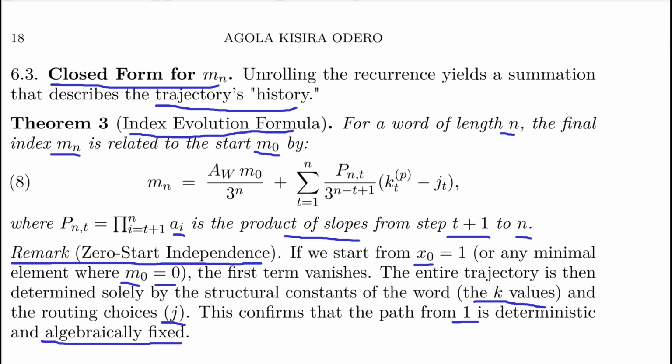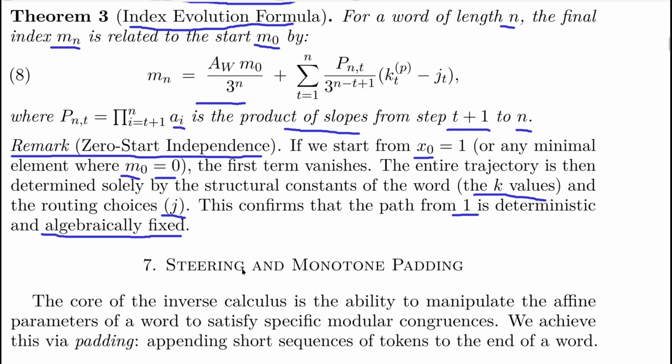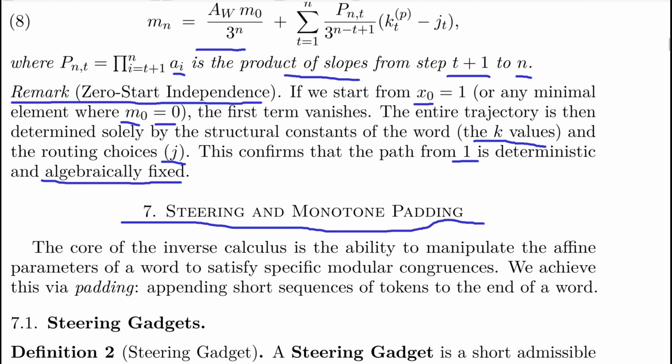Right? So since you can discard this first element here, the dependence on the aw's and so on and 3 all goes away. Then you just have a summation like this. Okay, let's look at steering and monotone padding, the next section.